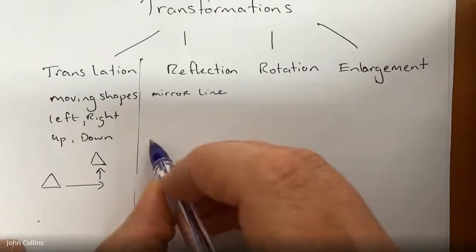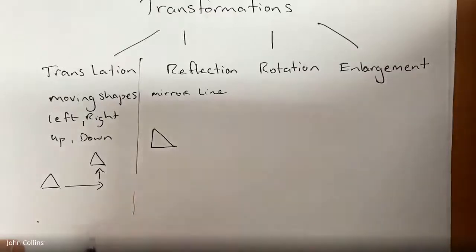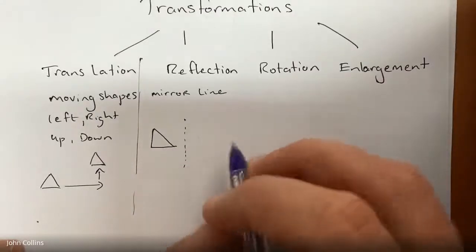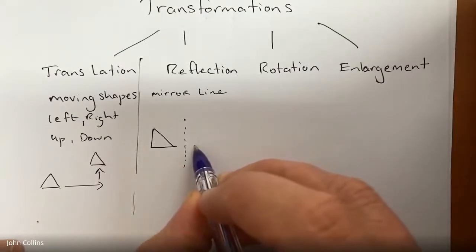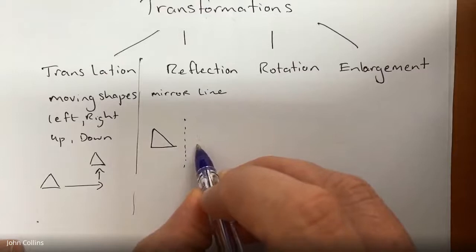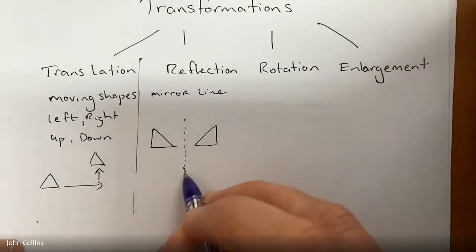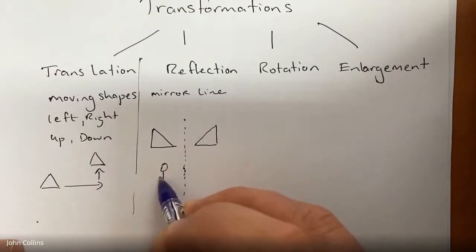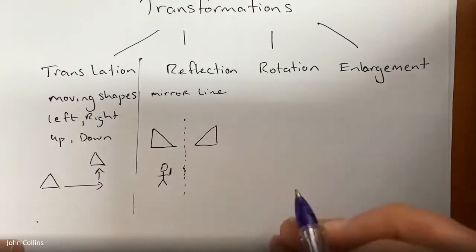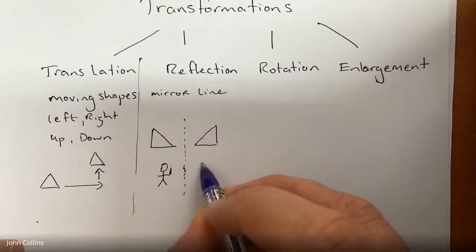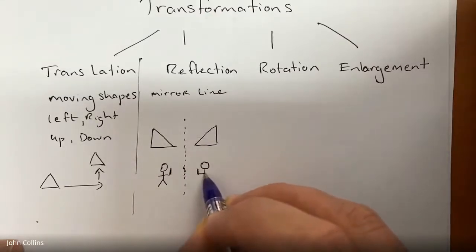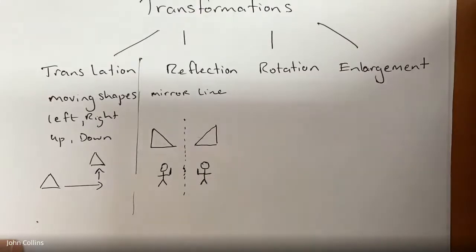So if we take a shape like this, just a triangle like that, and if it looks at itself in the mirror, well, what would it look like? Well, it would have to fold perfectly over the mirror, so it would look like that. It's kind of backwards, a bit like when you look at yourself in the mirror, and you've got your left hand or right hand up, your mirror image has got the opposite hand up. Okay. So that is a reflection in maths.